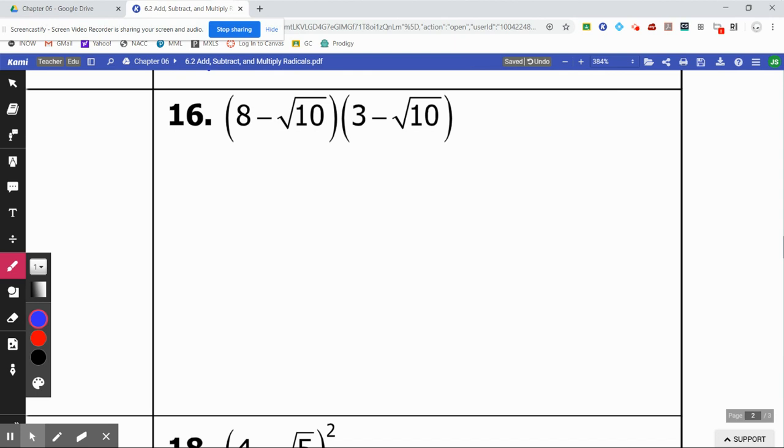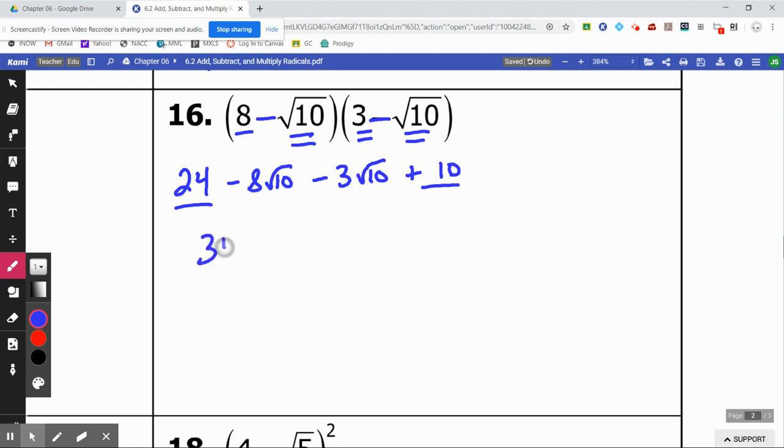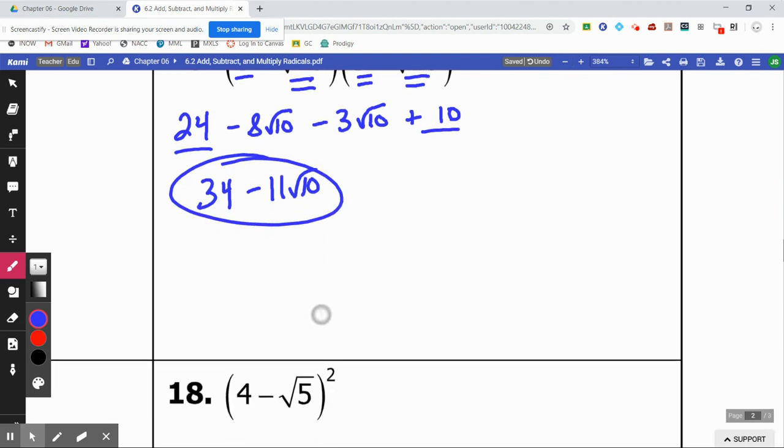Number 16, 8 times everything. 8 times 3 is 24. You cannot multiply 8 times negative root 10, so you leave it as negative 8 root 10. Negative root 10 times everything. Negative root 10 times 3 is a negative 3 root 10. And then a negative times a negative is a positive. A root times itself removes the radicals, or root 10 times root 10 is root 100, which is 10. Combine your like terms. 24 combines with 10, which is 34. Negative 8 root 10 and negative 3 root 10 gives you negative 11 root 10. Reminds me a lot of multiplying together complex numbers.